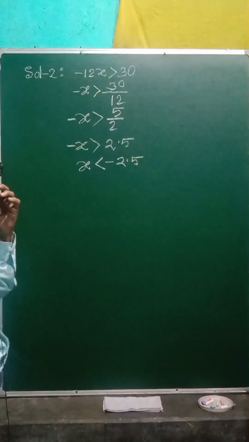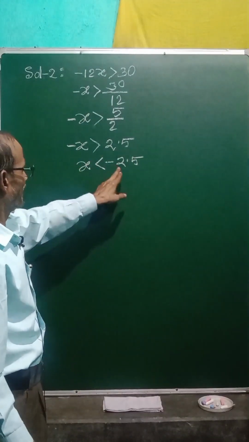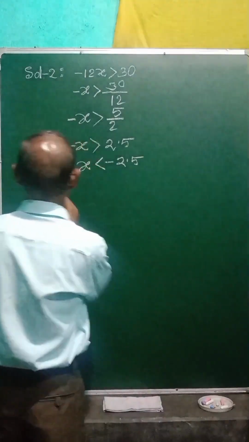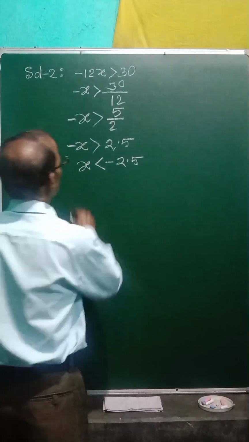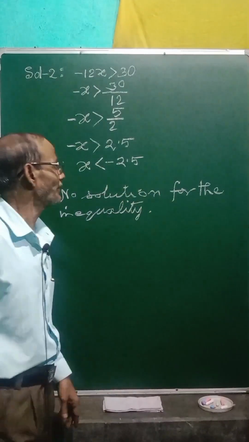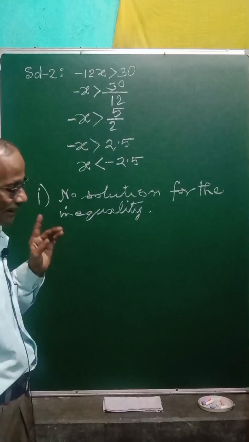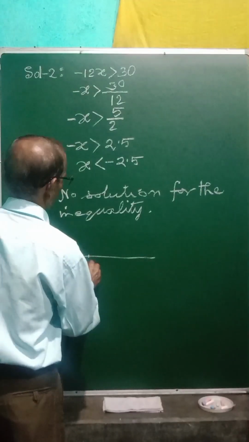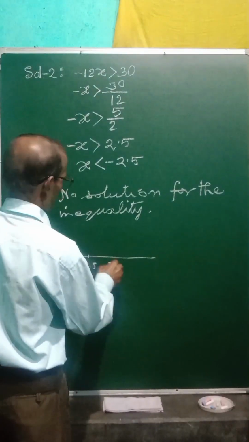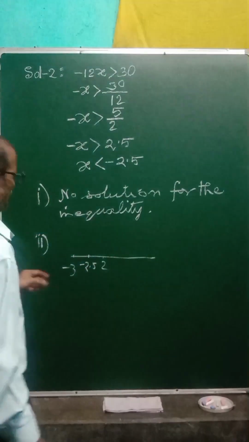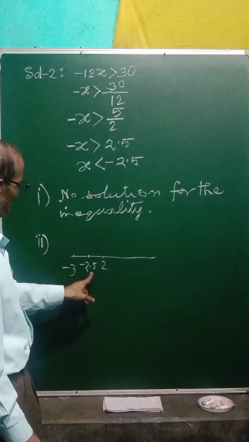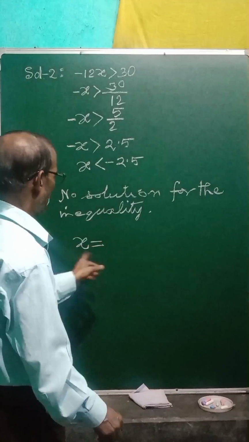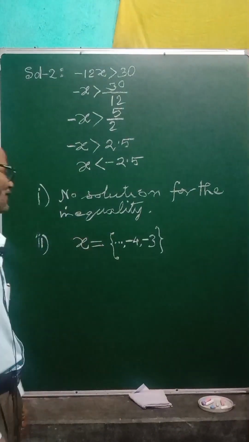Now we have to find the natural numbers less than minus 2.5, but there is no natural number, so there is no solution actually. 1: no solution for the inequality. So come to 2 now. When x is an integer, then on the number line, if this is minus 2.5 and here minus 3, so if less than this amount, an integer, then it should be minus 3. That means for integers x is equal to, we can write like that.